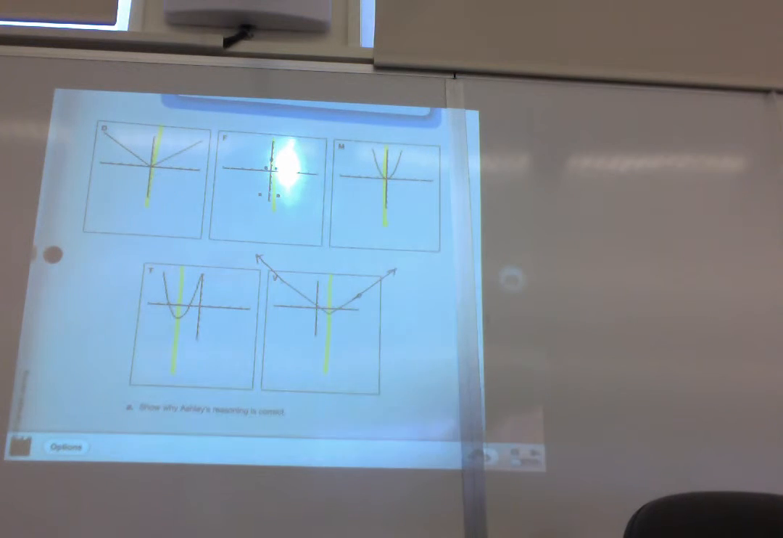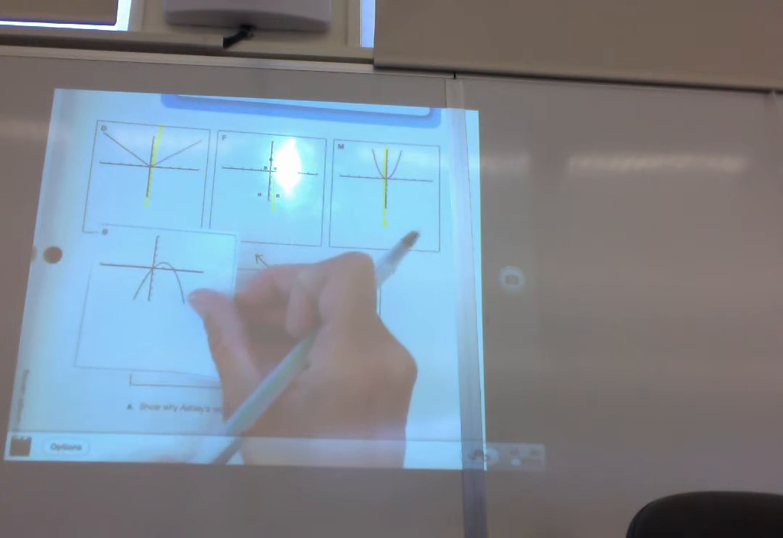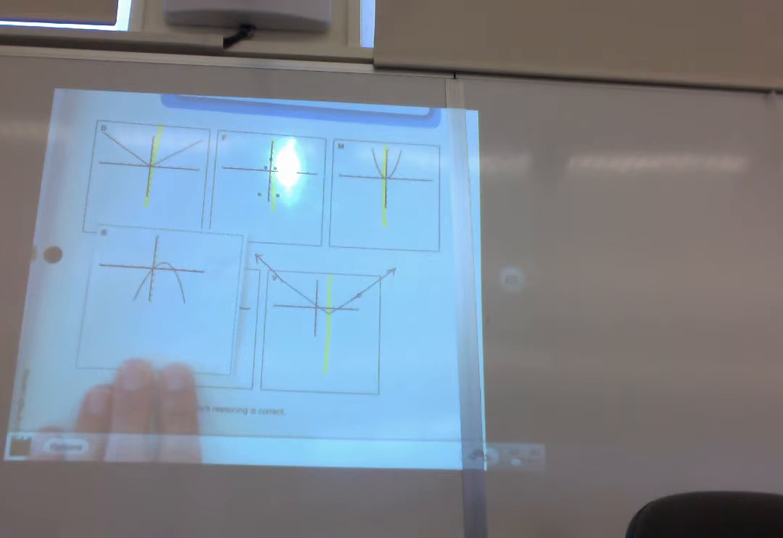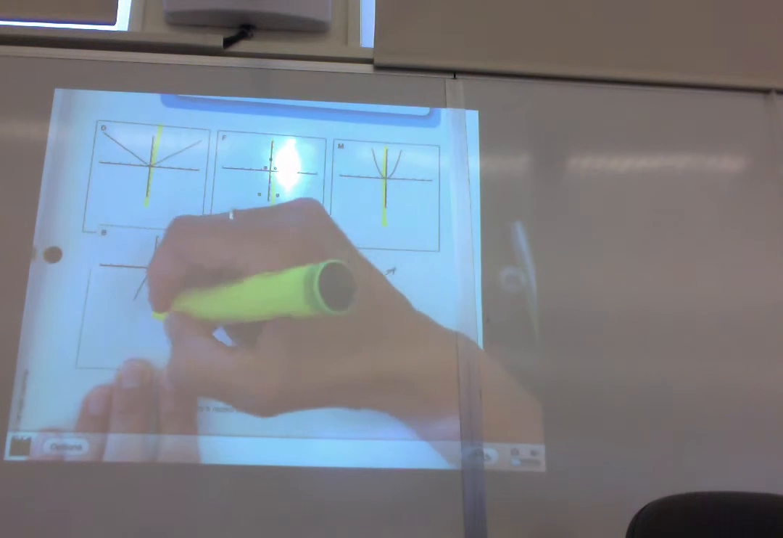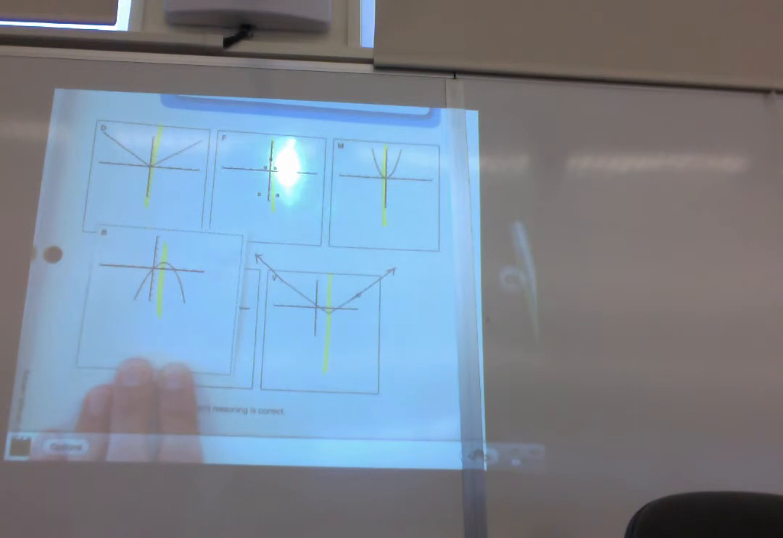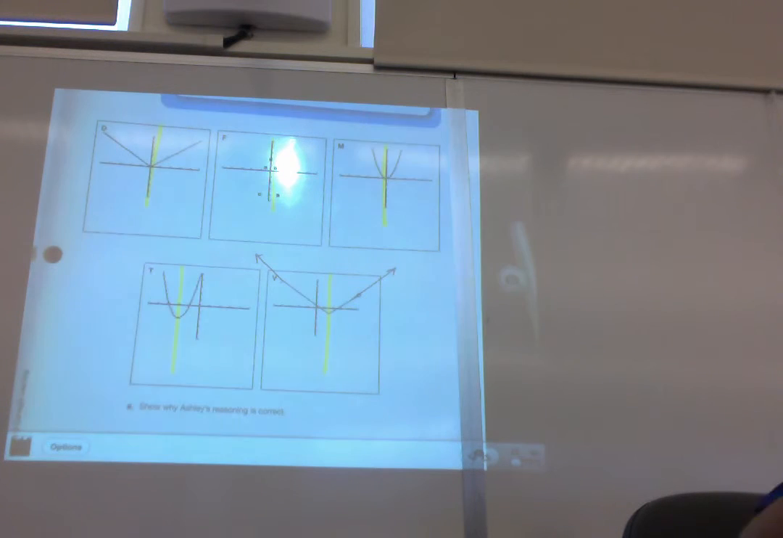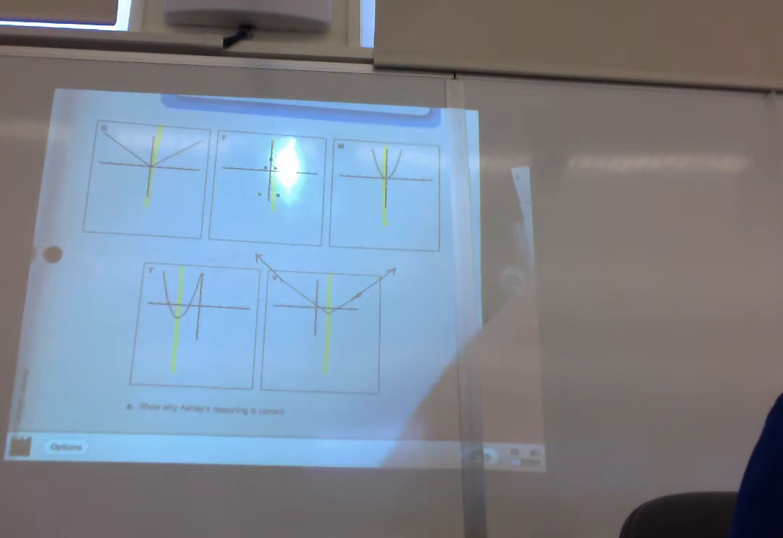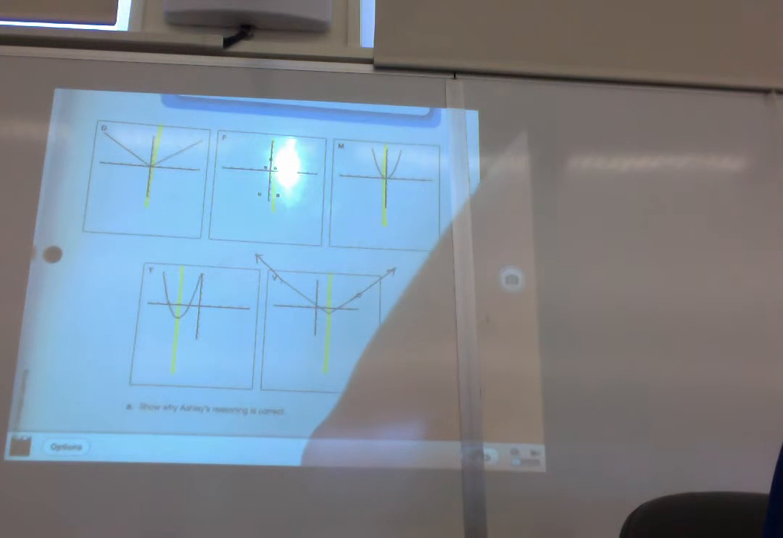Okay. Here's graph B. Is there vertical symmetry? Yeah. Oh, nice. If you didn't put B down for B. Sorry. B for B. B, I. Where's I? Can't find I. What was the other one?